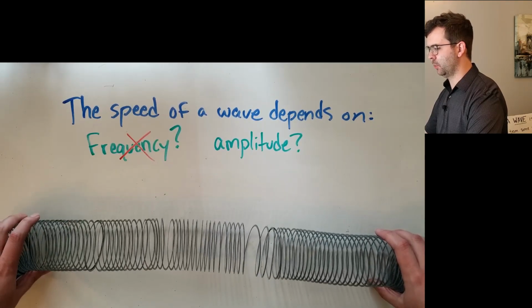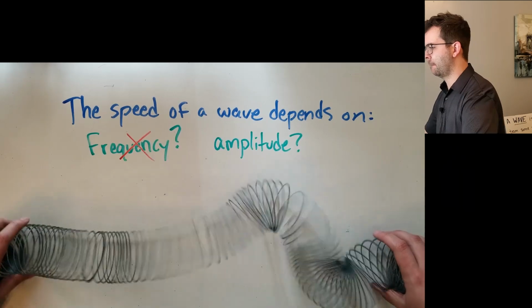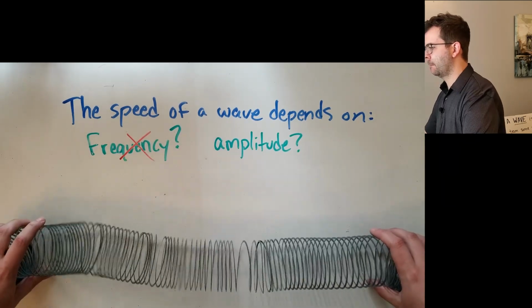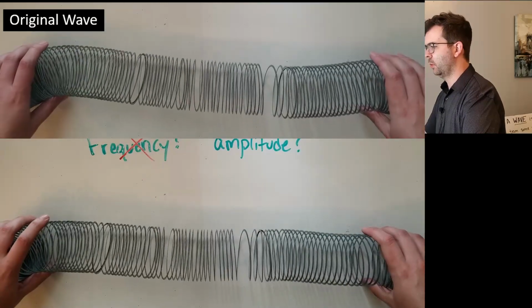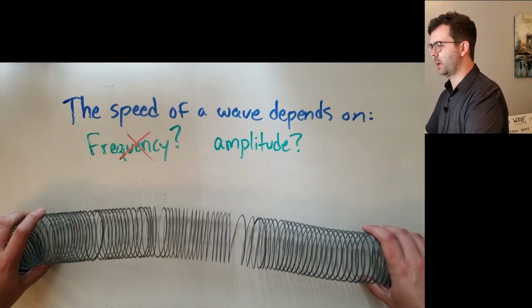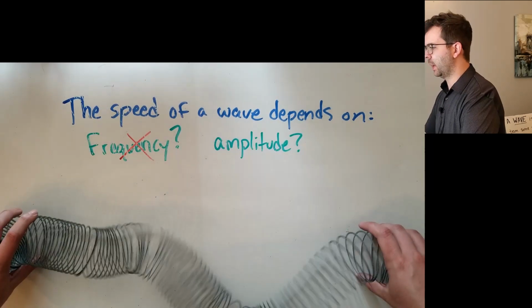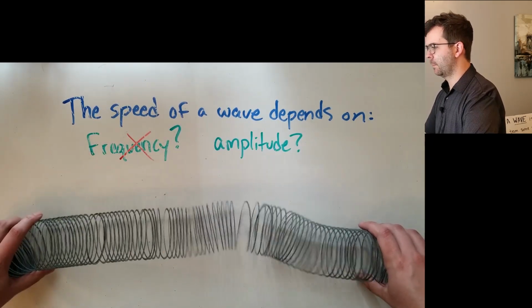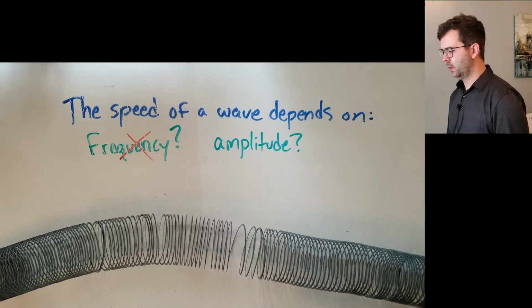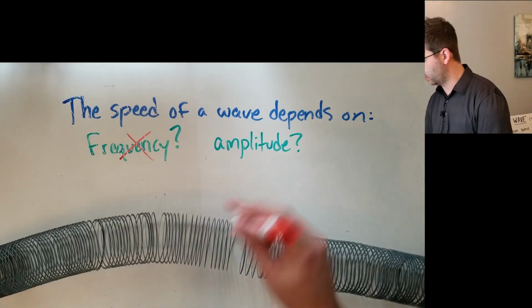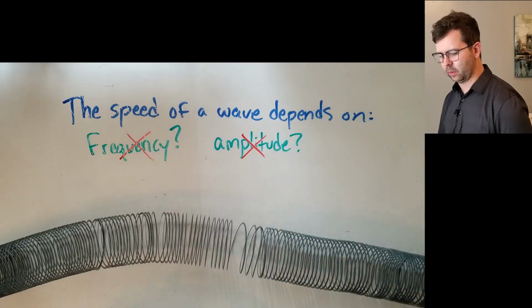Let me try a big amplitude and see if that makes it go faster. So it doesn't noticeably go faster, even though I do a big amplitude and a little amplitude. It still seems to go the same speed every time. So it appears that the amplitude does not affect the wave speed either.